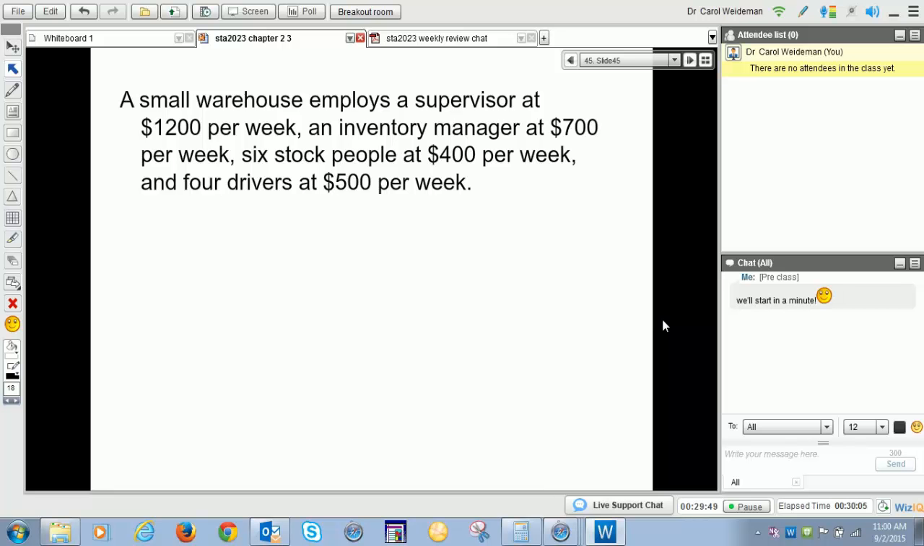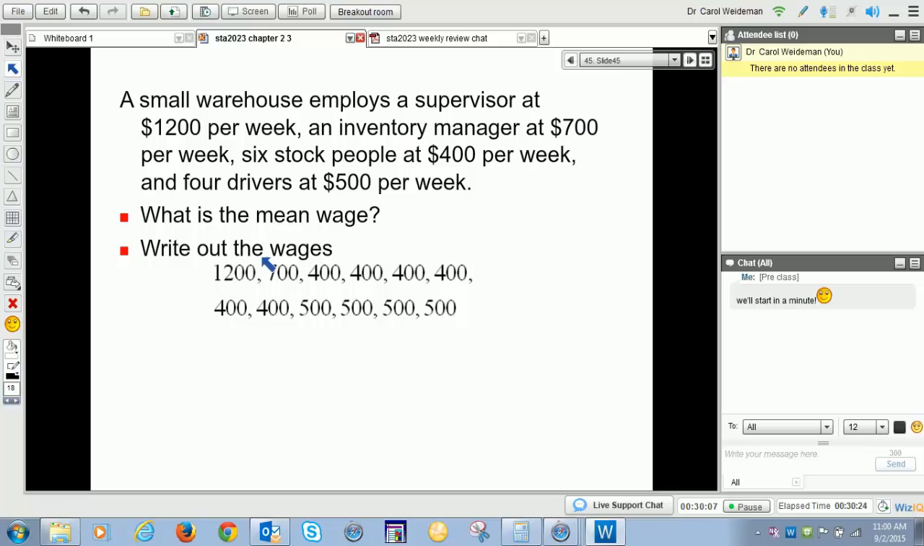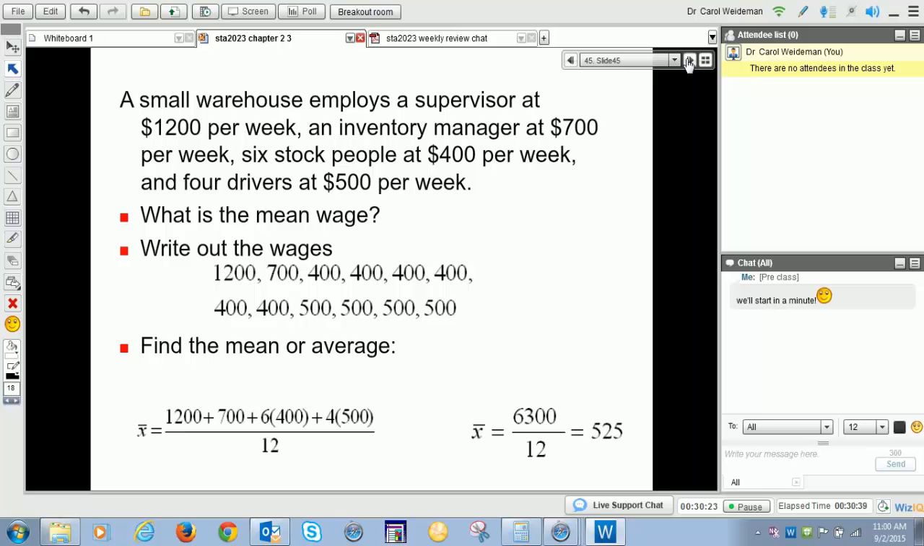Okay, a small warehouse employs a supervisor at $1,200 per week, an inventory manager at $700 per week, 6 stock people at $400 per week, and 4 drivers at $500 per week. What is the mean wage? I would go ahead and write the wages out here. So we have 1 supervisor at $1,200, 1 inventory manager at $700, 6 stock people at $400, 1, 2, 3, 4, 5, 6, and 4 people at $500. And now I can find the mean. And it comes out to be $525 per week.